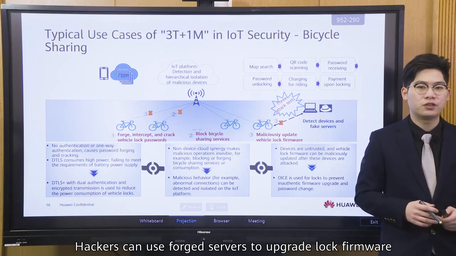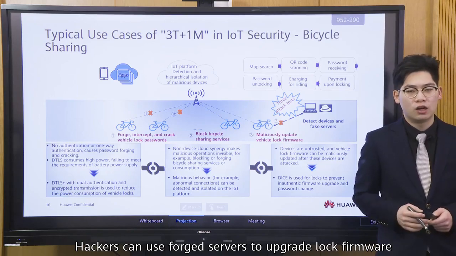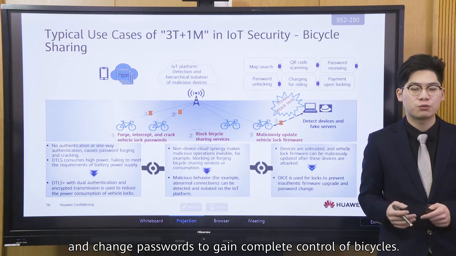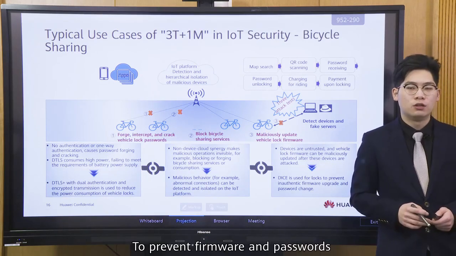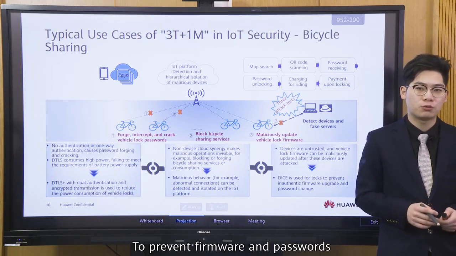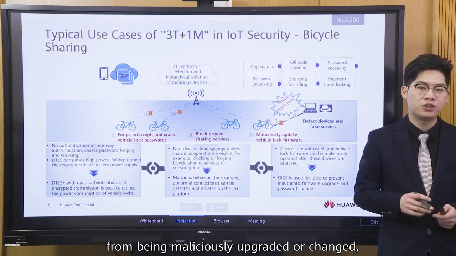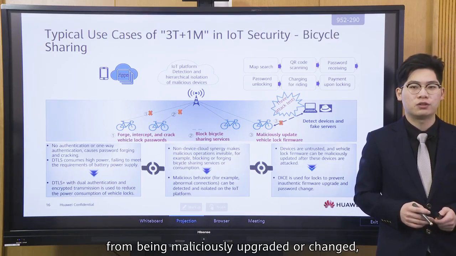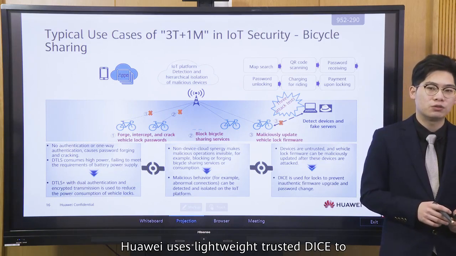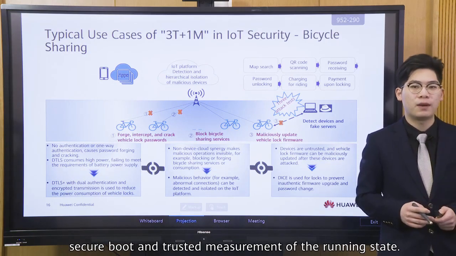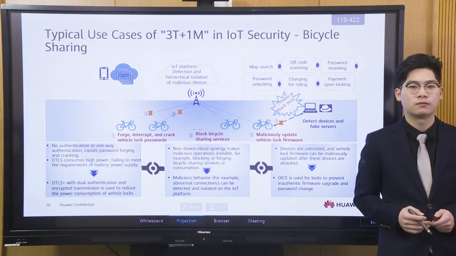Hackers can use forged servers to upgrade lock firmware and change passwords to gain complete control of bicycles. To prevent firmware and passwords from being maliciously upgraded or changed, Huawei uses lightweight trusted DICE to secure boot and trusted measurement of the running state.